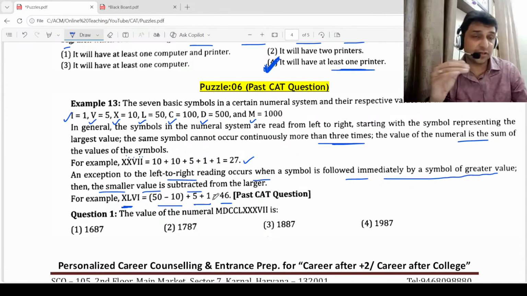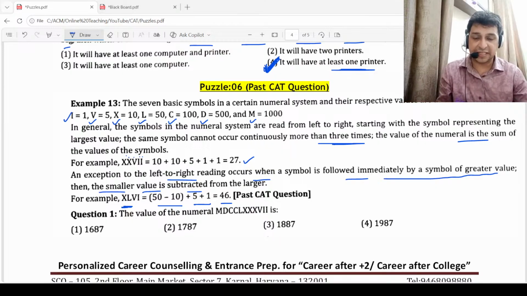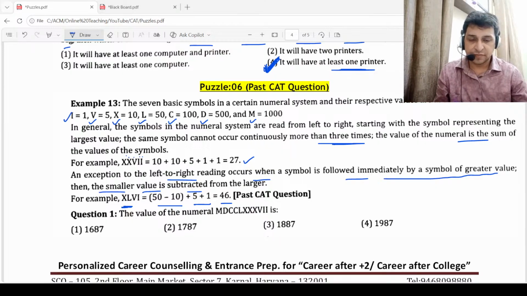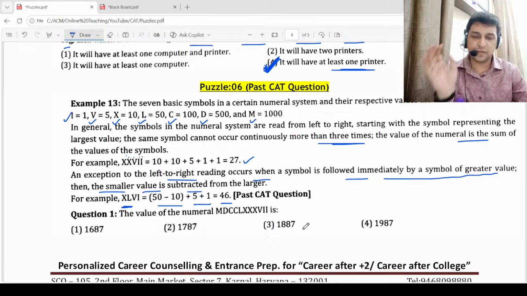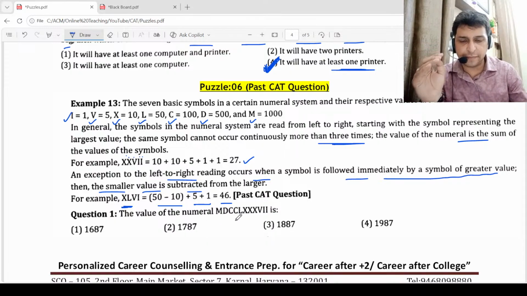Right? This was a CAT question. This came in CAT certain years ago. Now, this says the value of numeral M D double C L triple X V double I. What is it going to be?